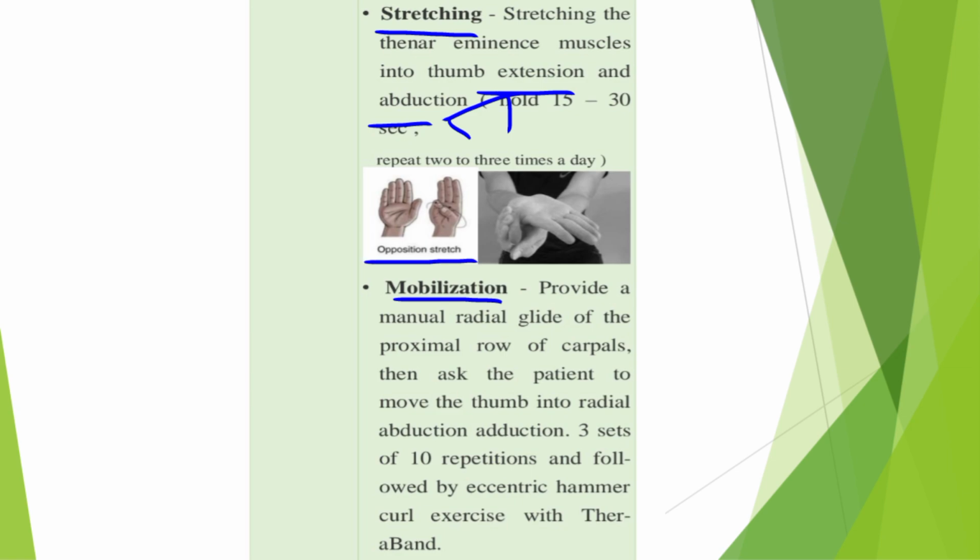This is the technique you can see in the picture. Then we go for mobilization. Provide a manual radial glide of the proximal row of carpals. Then ask the patient to move the thumb into radial abduction and adduction, 3 sets of 10 repetitions, followed by eccentric exercises. Eccentric means when the muscle is in full lengthening. Hammer curl exercises with the TheraBand also. Mobilization and stretching.